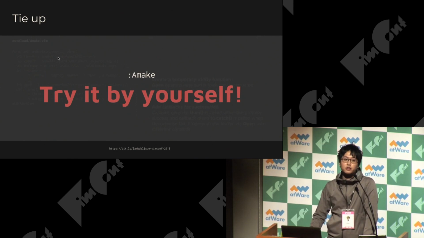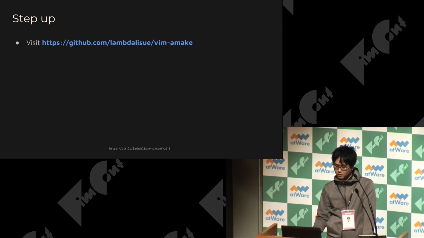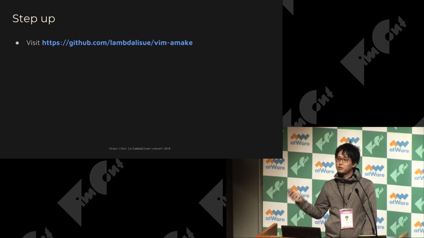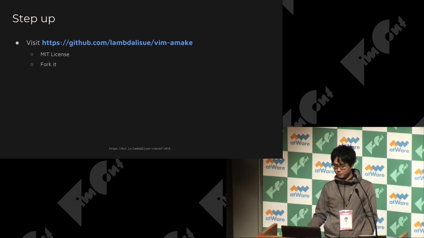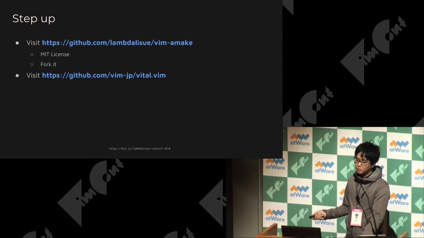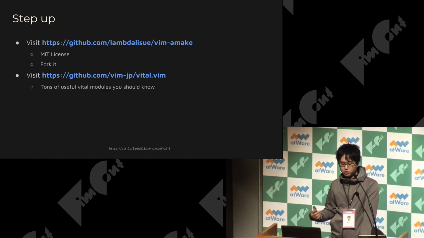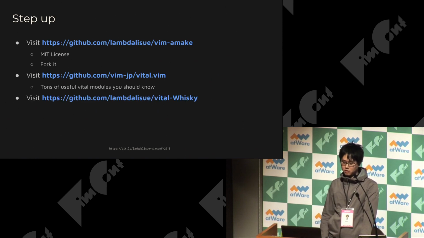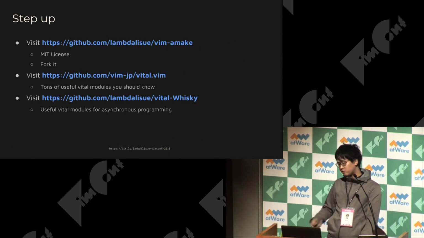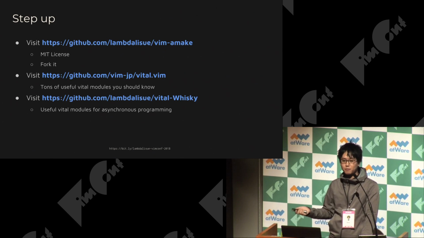So now, you can make asynchronous plugins as well. So how can you step up? Visit github.com/vim-jp/make, this repository. I put all the code into this repository, so you can customize it. This is an MIT license, so don't worry, just customize it and learn from it. And after that, visit github.com/vim-jp/vital.vim. There are tons of useful Vital modules you should know. And also, my repository, vital-whisky. This repository has useful Vital modules for asynchronous programming.